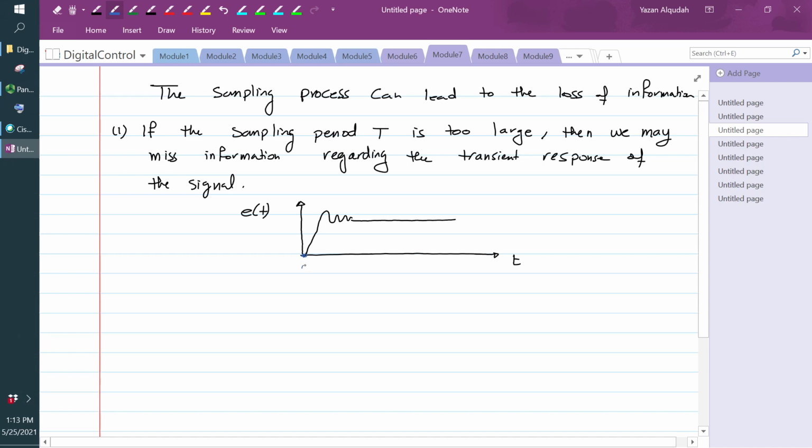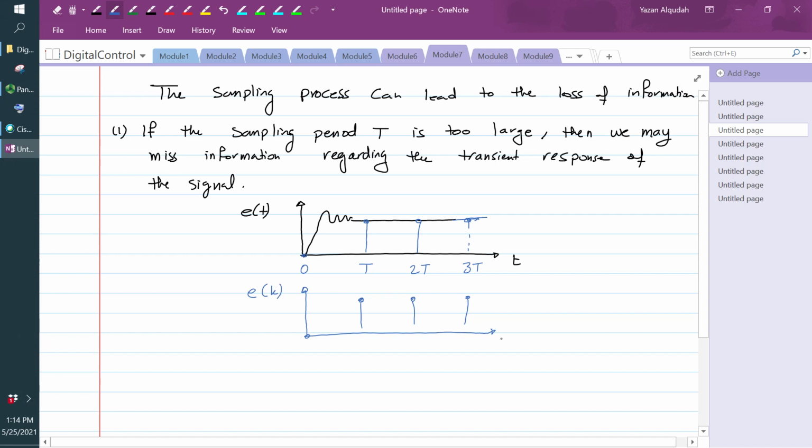So I sample such that I'm taking a sample here. This is my sampling time T. And this is another sample at 2T, another sample at 3T. Then the samples that I'm going to get, which will be generating E of k, are going to look something like this: a 0, whatever this value is, whatever this value is, whatever this value is.